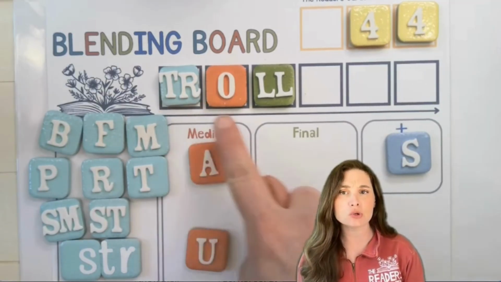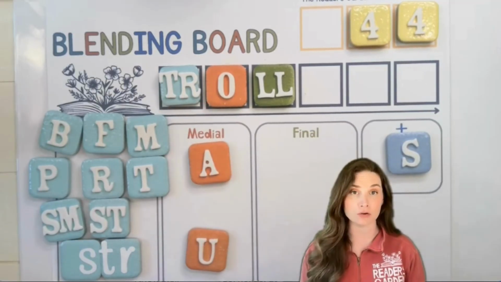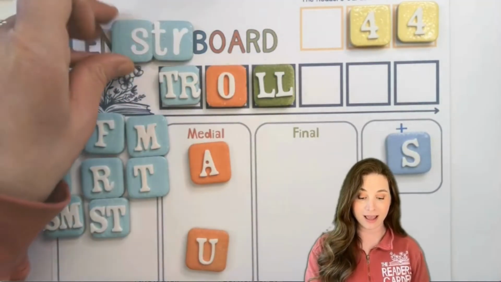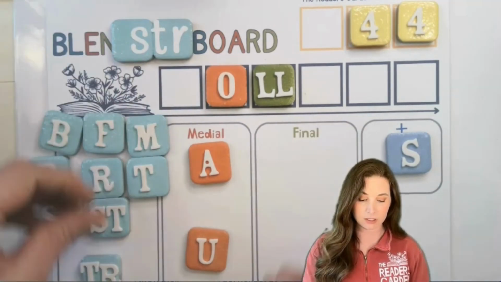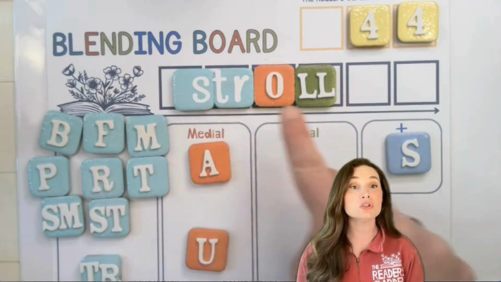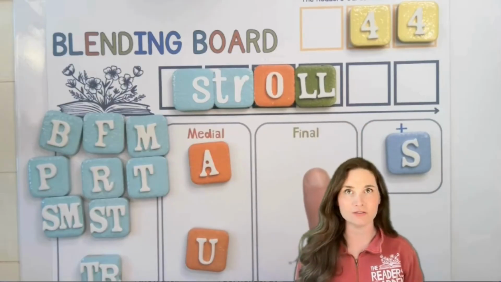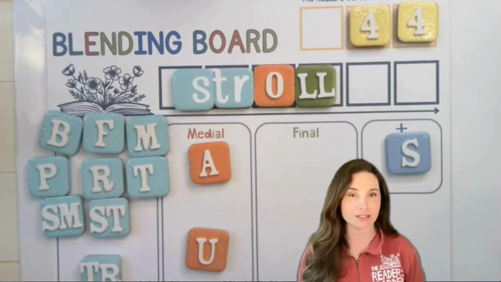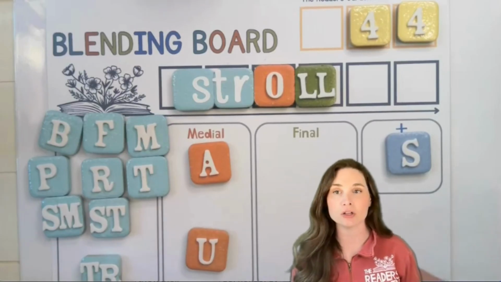The word is troll, like a single troll under the bridge. Now we are going to take off the TR and put our STR on, and what's the word now? The word is, we can even scoot it over, the word is stroll. Stroll is sort of a lovely way to describe a walk. I'm going to go on a stroll. It's not an intense walk. It's like a calm, leisurely walk, a stroll.